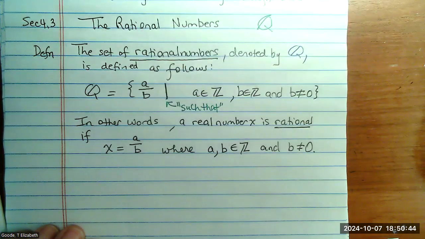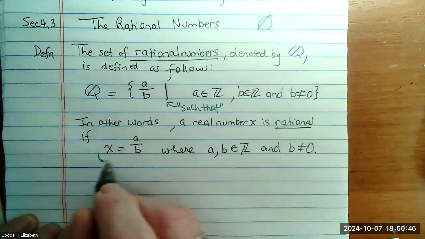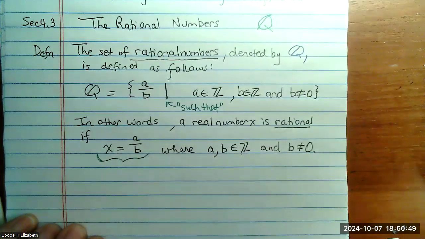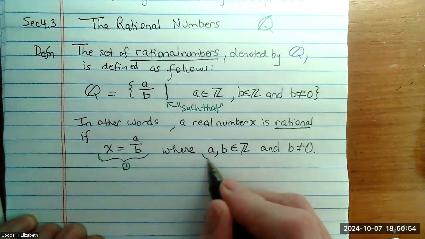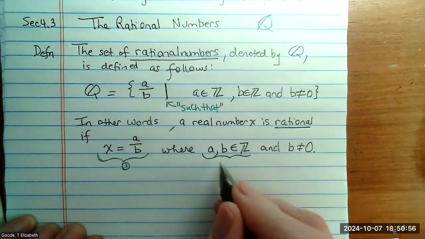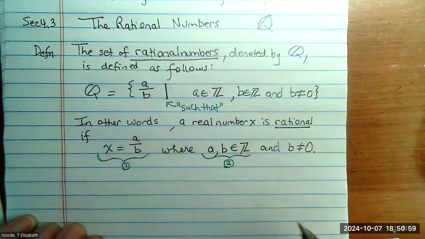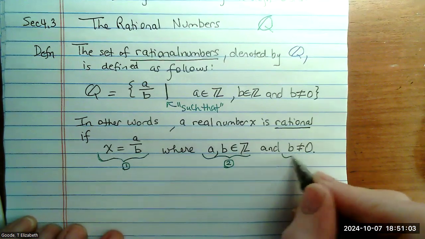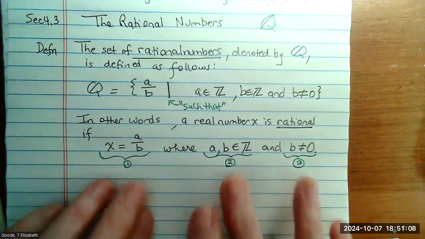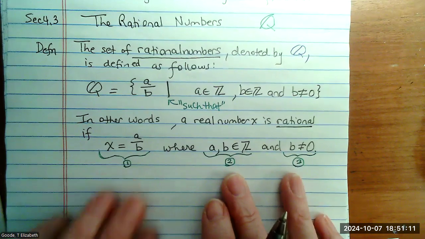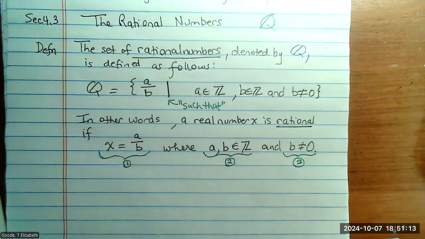Let's count the parts of this definition, folks. First, we have this nice equation for x. So that's part 1 of the definition of rational. Then we have this information about a and b, the numerator and denominator. They have to be integers. That's part 2 of the definition. Finally, we know that b is not equal to 0, so we could call that part 3 of the definition. So the definition of rational has these 3 parts. So we get that when we know something is rational, and we have to prove that if we want to prove something is rational.